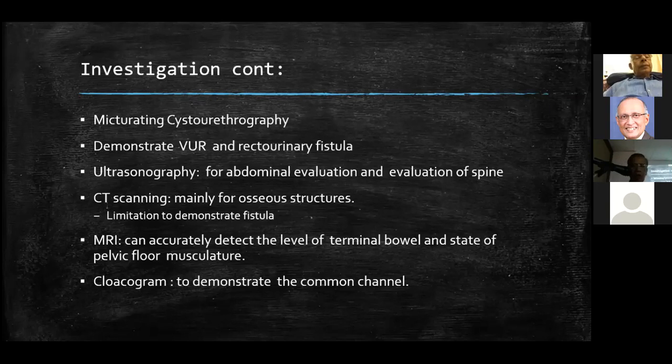Ultrasonography, both for abdomen and spine. In the initial phases, the spine can also be evaluated by ultrasonography. Then CT scanning mainly for osseous structures, which I don't advise at all. And MRI is more soft tissue friendly, and it may demonstrate the nature of the pelvic floor musculature and where the bowel ends. But I don't advise those, only mentioning them for theoretical purposes. These are investigations you can do. And the cloacogram is where you put dye into the cloaca and see the channel size and nature.